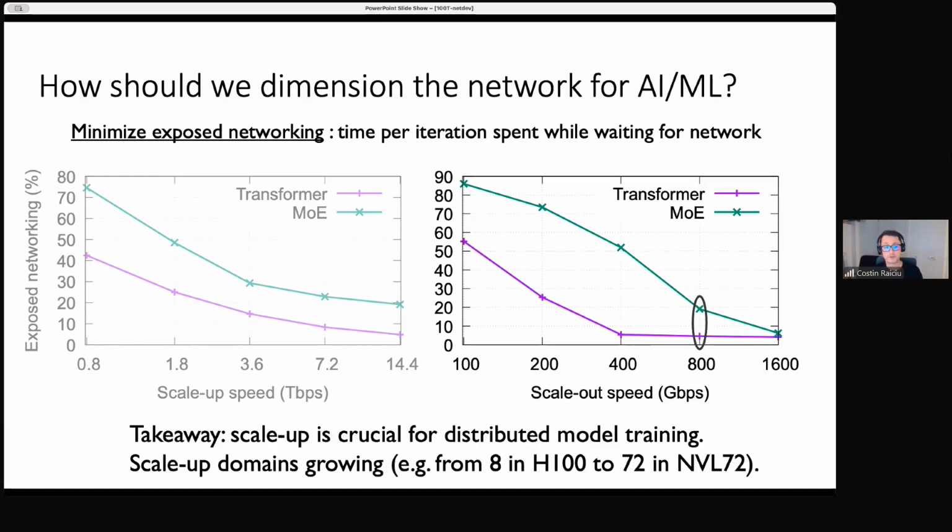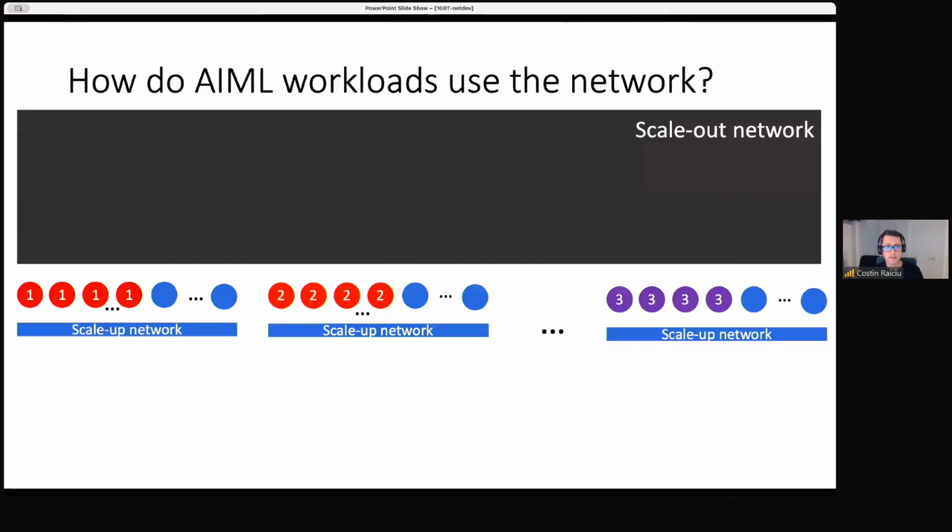Okay. So how do you build this network? Well, before we build it, we have to understand what the traffic patterns look like, right? So let's look at this thing called pipeline parallelism. So basically you have racks here. And what I'm showing here is one replica of layer 1 in rack 1, one replica of layer 2 in rack 2, and so forth, okay?